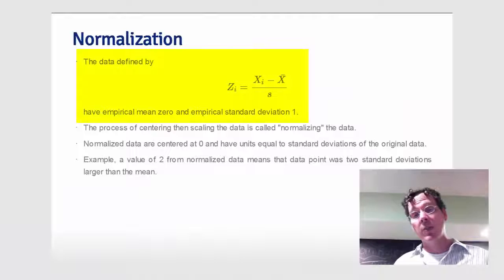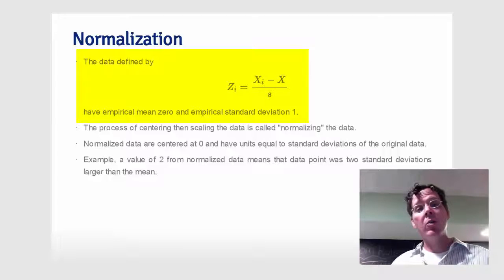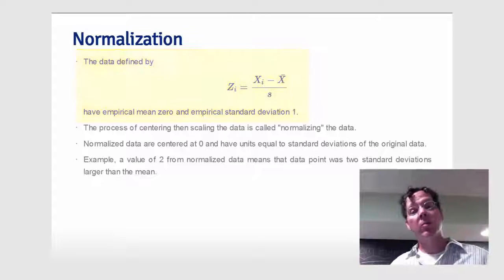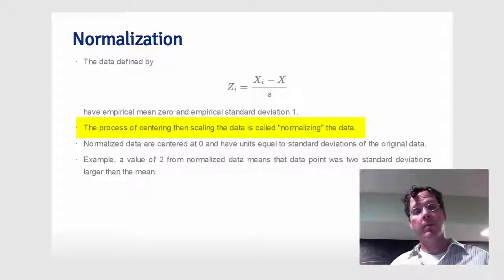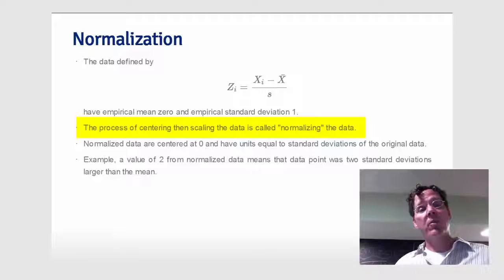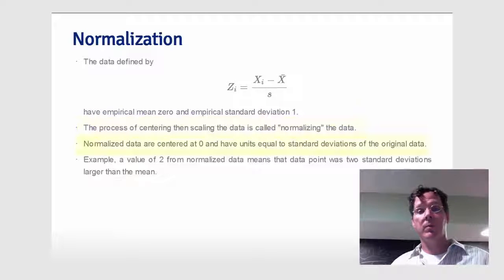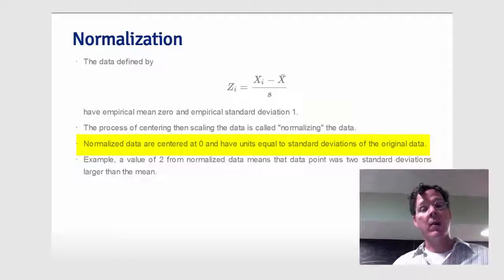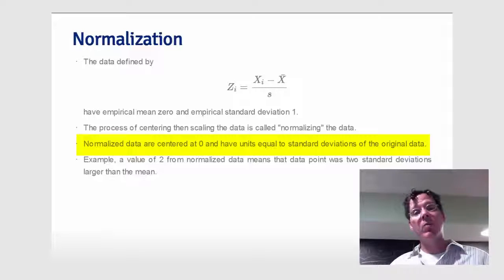If we take our original data and subtract off x bar, then take the resulting centered data and scale it by s, we get a new data set, let's call them zi, and these have empirical mean 0 and empirical standard deviation 1. This process of centering and then scaling is called normalizing the data. So normalized data are centered at 0 and have units equal to standard deviations away from the mean.